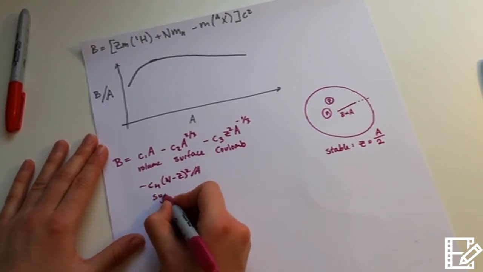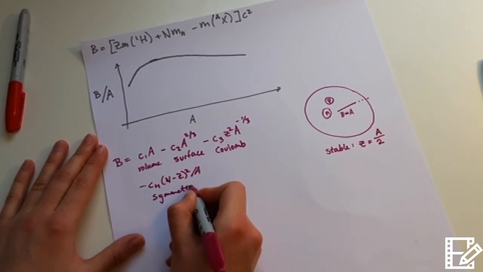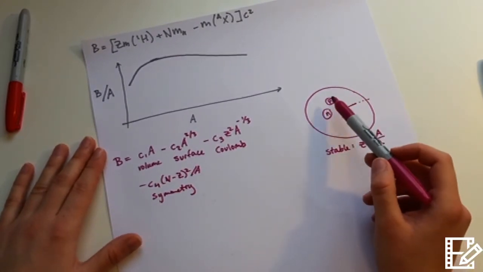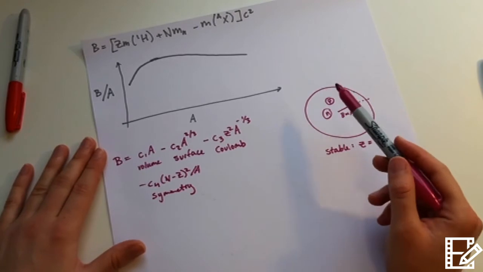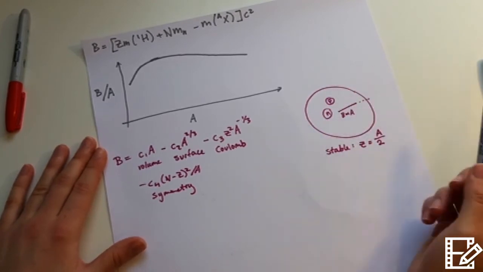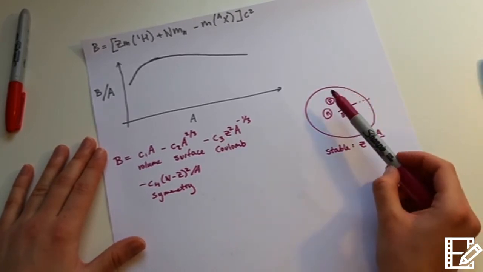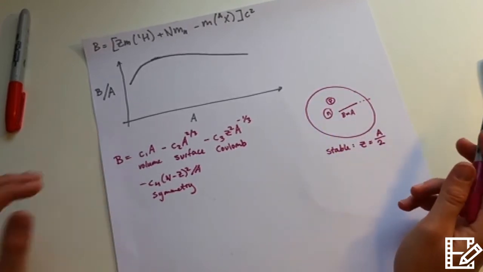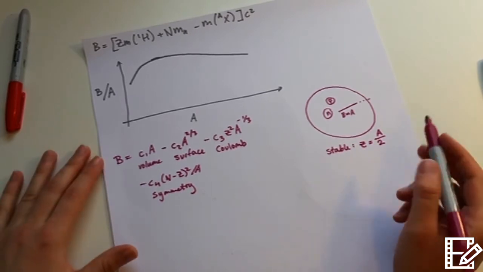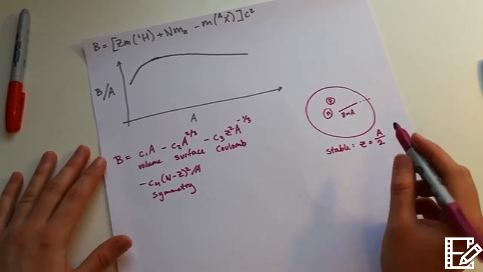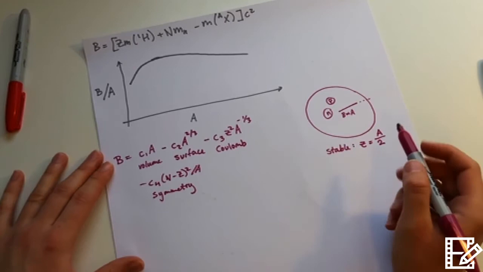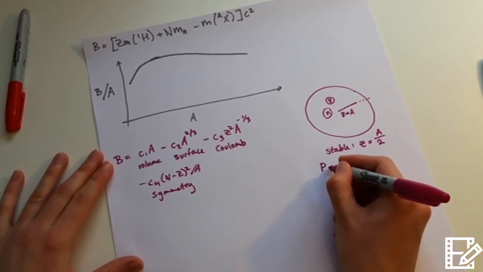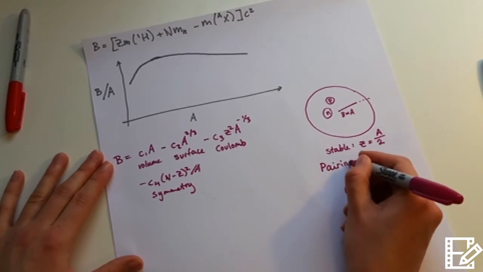We call this the symmetry term. And then the last thing to think about is that actually protons and neutrons have this tendency to couple in pairs. That means protons and protons want to sit two and two together, and neutrons want to form pairs as well. So let me just show you. This is the pairing that we're thinking about.